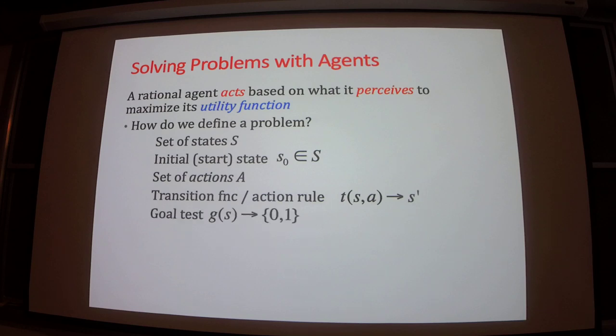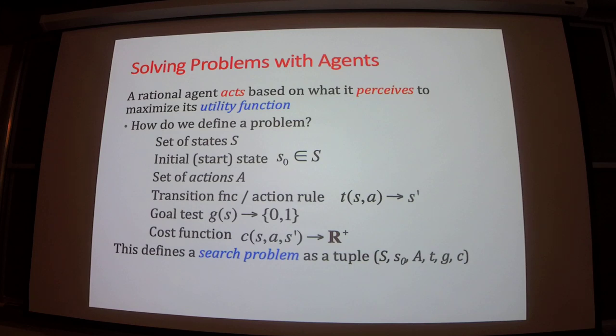We have some goal test. This is a function of the states that produces true or false. Is this the goal or is it not a goal? And then we have some cost function, which defines costs over actions. So this is the more formal definition of search problem that we're going to use in this class, and it's these two bold states here.